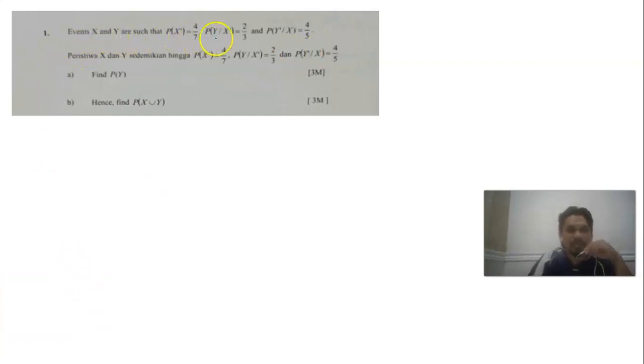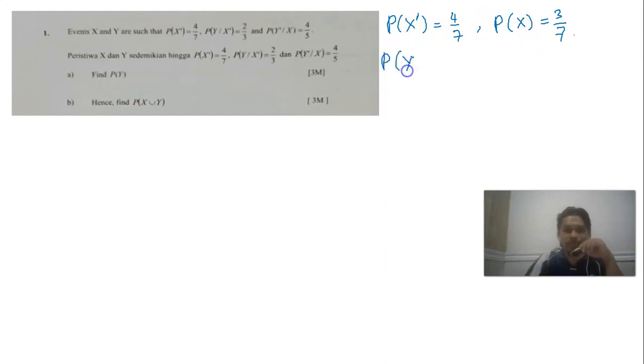Events X and Y are such that the following is given. The probability of X complement equals 4/7, so the probability of X equals 3/7, as we know that the probability of X plus the probability of X complement equals 1. The probability of Y complement given X equals 4/5, and the probability of Y given X complement equals 2/3.